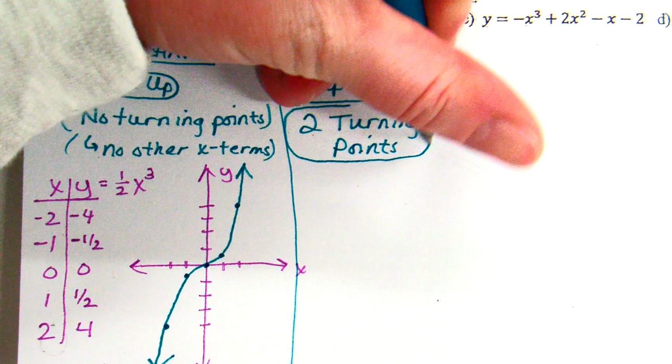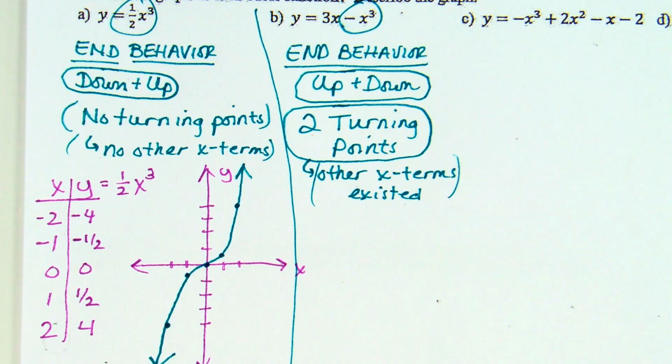And how did you guys know that there were going to be turning points? Yeah, there were other x terms, right? Other x terms existed. I mean, there's other ways to know it, but at your level, at this point in your lives, that's what I'm trying to get you to identify, okay? First introduction. I'm going with the basics as much as I can. I want to graph this one. It's the last one we're going to graph, but I want you to see the example of up and down behavior and 2 turning points.